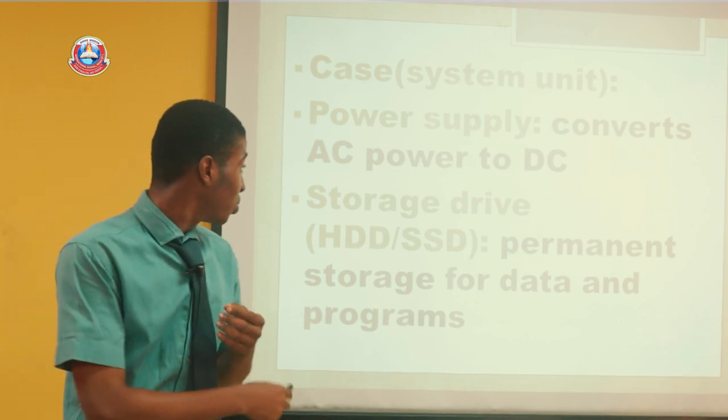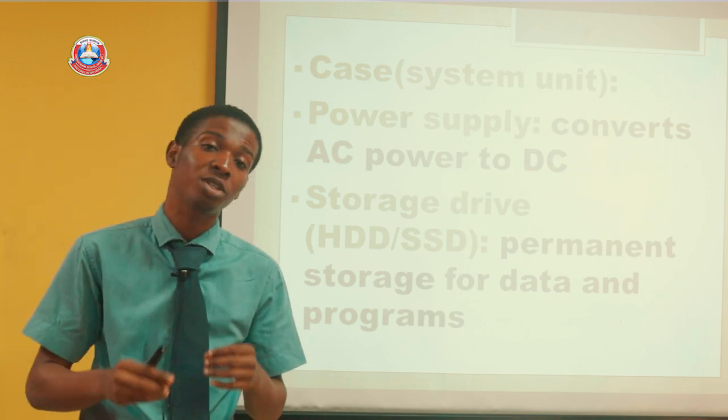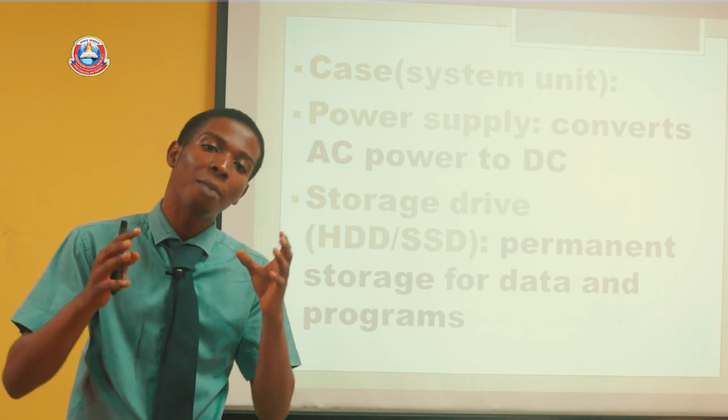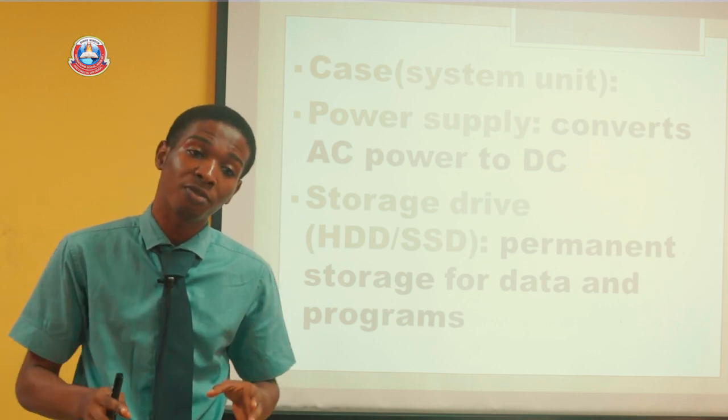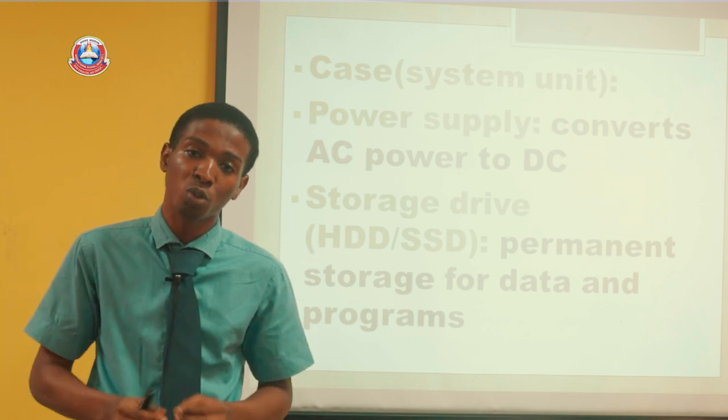So next, we have our storage drive. For our storage drive, I put HDD and SSD. The HDD means our hard disk drive, while the SSD means our solid state drive. So our storage drive is where you have your permanent storage space for your program files, your operating system boot files, your videos, your pictures, and everything you do with your computer.